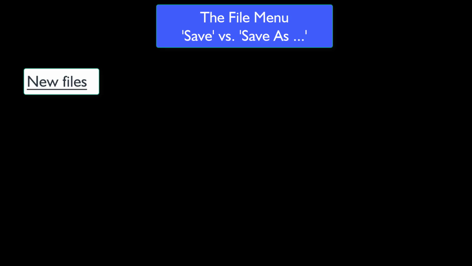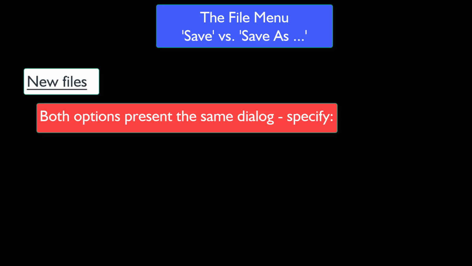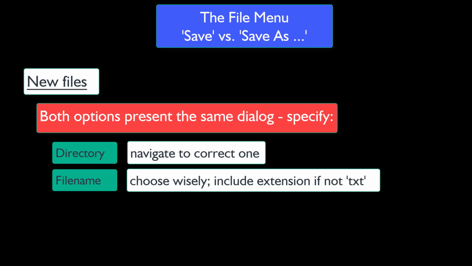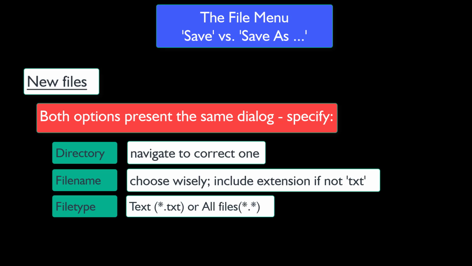If you start with a new file that hasn't been saved or given a name, then both Save and Save As present the same dialog. It asks you to specify the directory, so you navigate to the correct directory, as we did in the example. Then specify the file name, choose wisely as we've talked about, and include the extension if it's not txt. In some versions of Windows, you've needed to quote the entire file name if you did not want txt as an extension. For file type, you can specify either txt, the default, or all files.